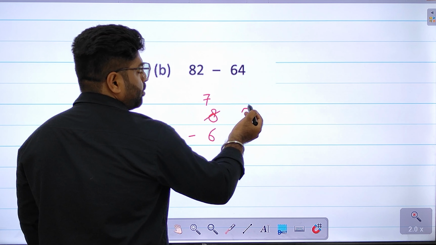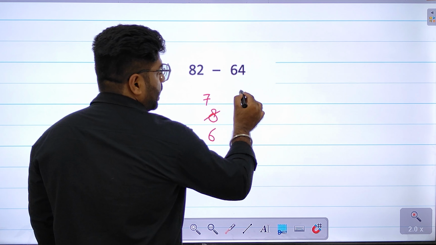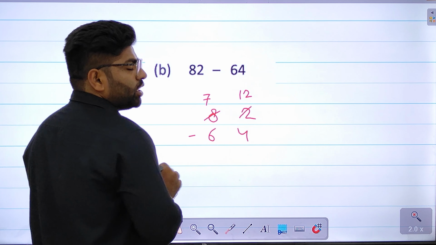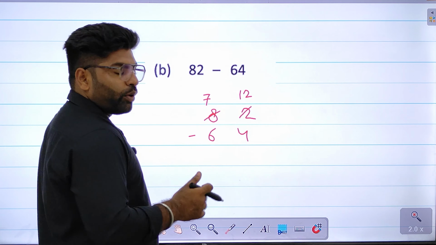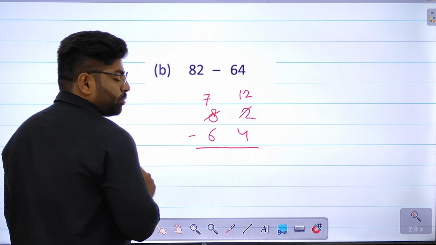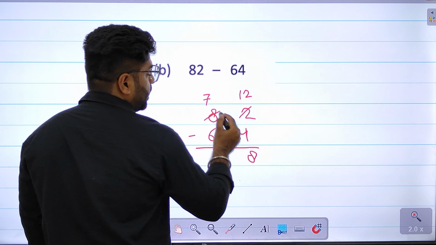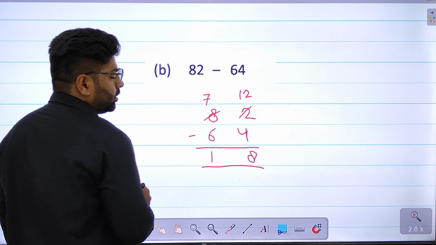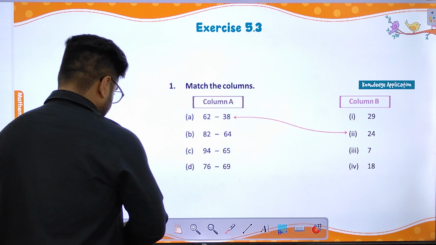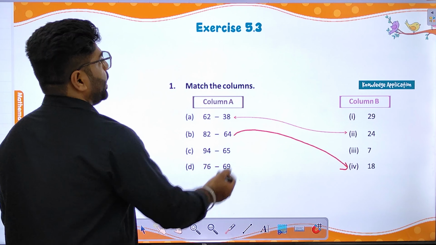And if we change their place and add that one in this place, we will add 10 plus 2, which is 12. So here we have 12 at the ones place instead of 2, in the concept of borrowing. Clear? We will take 1 from here and add 10 in the ones place. So here we have 12 minus 4, which is 8, and 7 minus 6, which is 1. So the answer is 18. Clear? We have to match the answer, that is 18. Have you seen 18? Yes. This is our fourth point in column B.